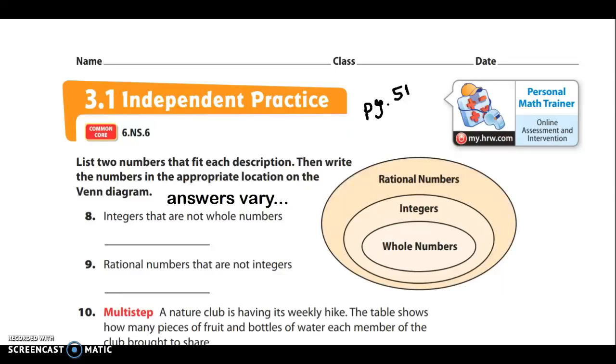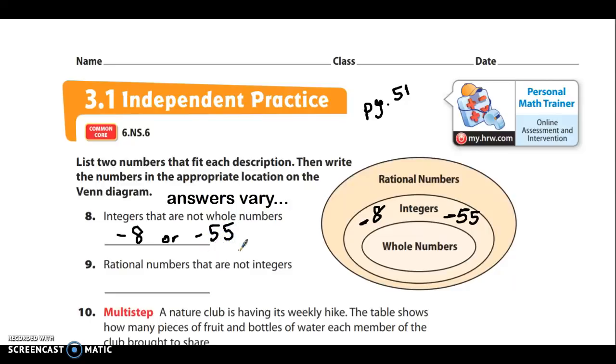Question 8 reads, integers that are not whole numbers. So a whole number would be something like 8, and that would go in the whole number. An integer would be something like -8. Or something like -55 or something like that. Those are both integers, but they're not whole numbers.